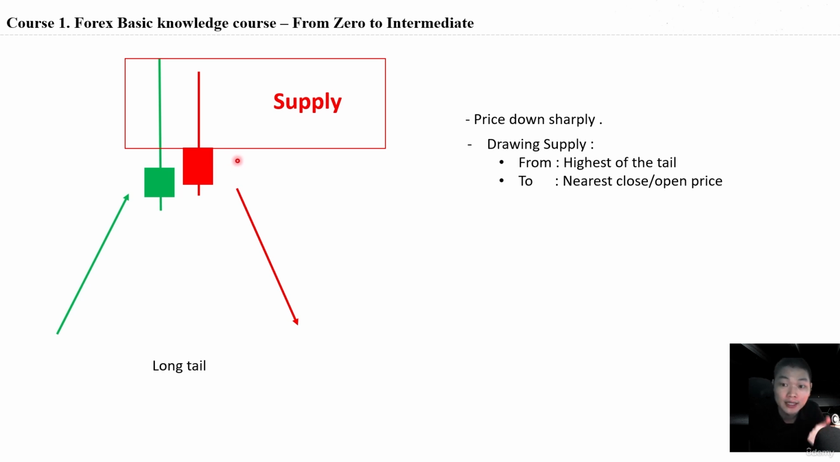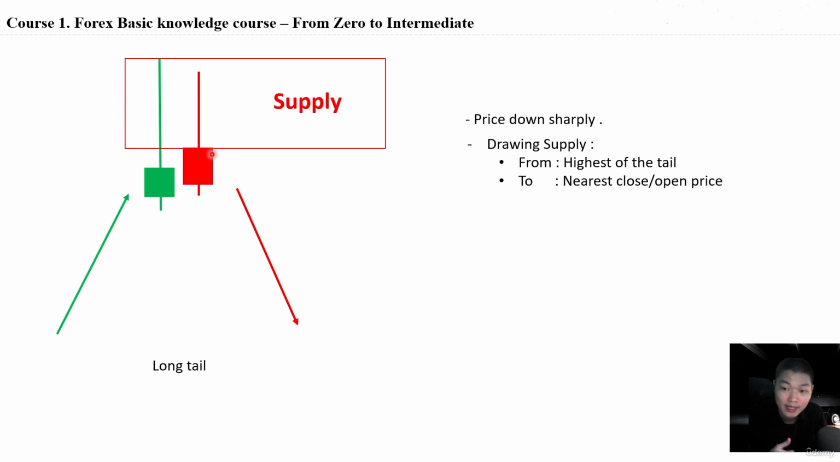And how to define the supply? The first condition you need to know: after the big bar candle, you need to see price go down very sharply. And the second thing, to draw the supply, you draw from the highest of the tail, I mean this level, to the nearest close or open price. Which one is nearer, this one or this one, you draw to the nearest price. And that is the theory for the supply case.